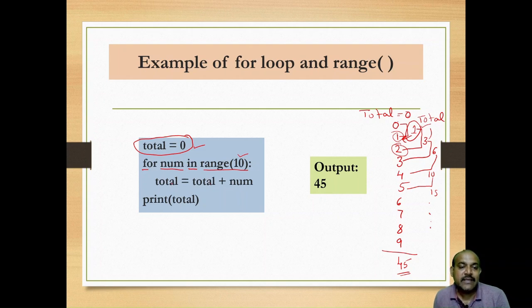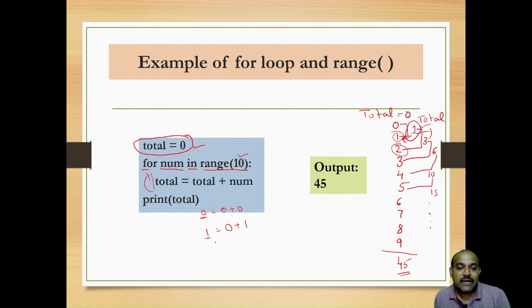So, initially total is 0. 0 plus num is 0. Therefore, the next updated total is 0. Next time, once all the statements in the for loop are executed, num becomes 1. When num becomes 1, the previous total is 0 itself. Therefore, 0 plus 1 is 1. The first step is done.